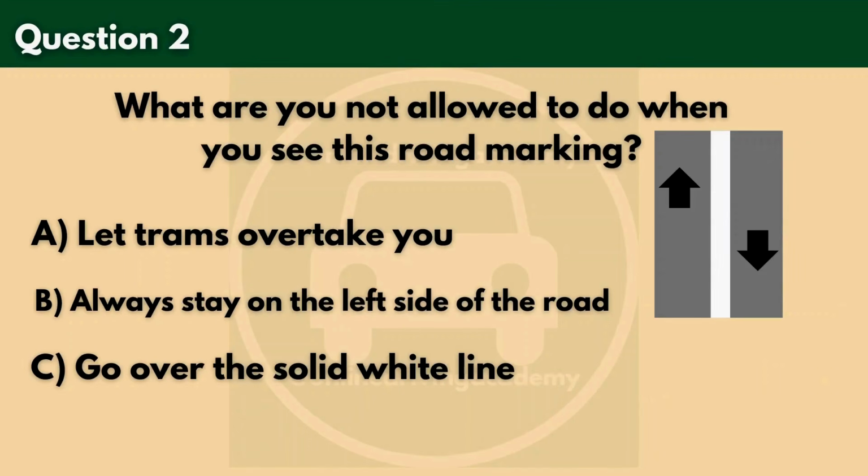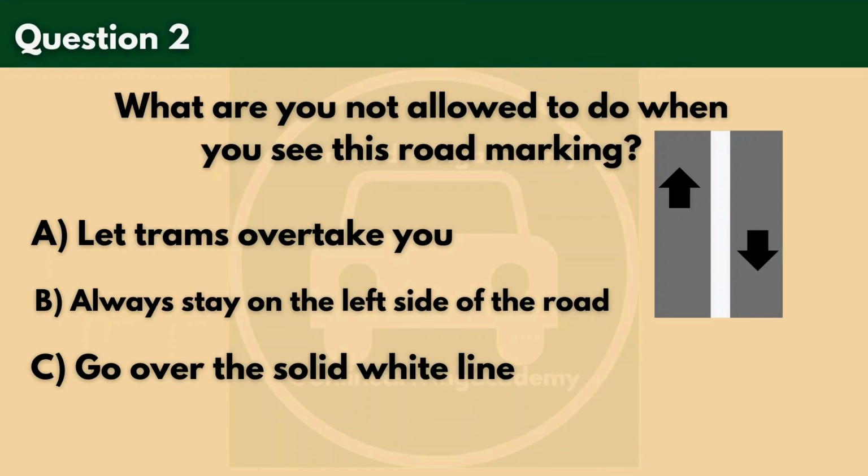Question 2, what are you not allowed to do when you see this road marking? Now, read the question very carefully because sometimes they can change it up. They're asking you what are you not allowed to do, right? So we can see a solid white line, and we can see 2 arrows going in opposite direction. That refers to 2 lanes going in opposite directions, right?